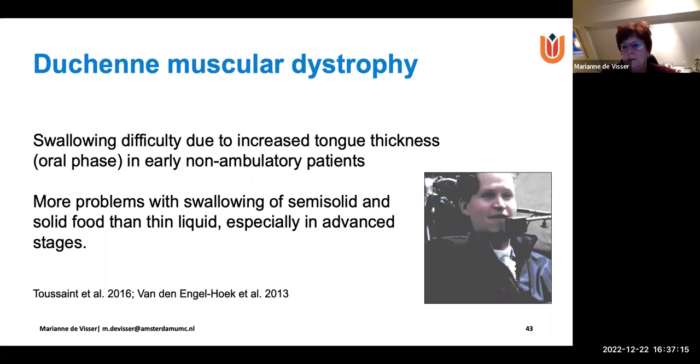Even in Duchenne muscular dystrophy, although limb muscle weakness and respiratory muscle weakness are more prominent, even in this disease, swallowing difficulty can be very prominent due to increased tongue thickness. So that regards the oral phase. And that occurs in early non-ambulatory patients, as has been found by a group in Nijmegen. And these patients have more problems with swallowing of semi-solid and solid food than thin liquids, especially in advanced stages. The same holds true, but to a lesser extent, for advanced cases of Becker muscular dystrophy.